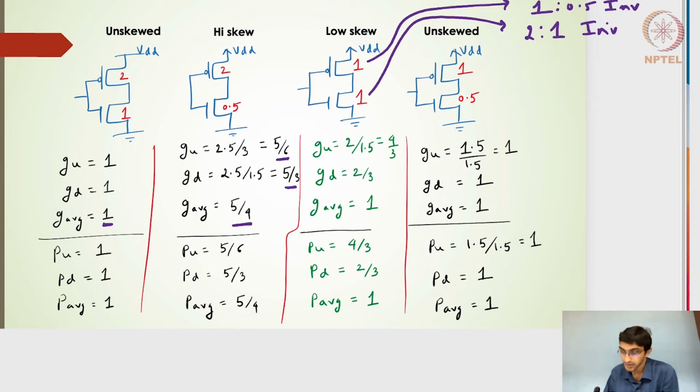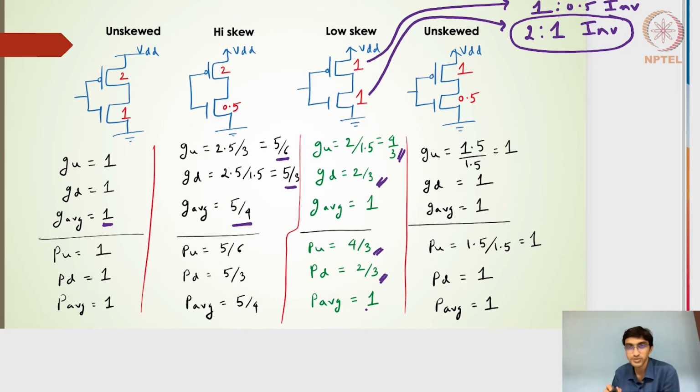So the logical effort for going up will be nothing but 2 divided by 1 plus 0.5, and the parasitics for going up will be nothing but 2 divided by 1.5, which is 4 by 3 and 4 by 3. GD, the logical effort for going down, will be seeing a different benchmark inverter, which will be the 2:1 inverter. So its logical effort for going down will be 1 plus 1 divided by 2 plus 1, which is 2 by 3. And the parasitics will be 2 by 3. The average of this turns out to be 1 and 1.